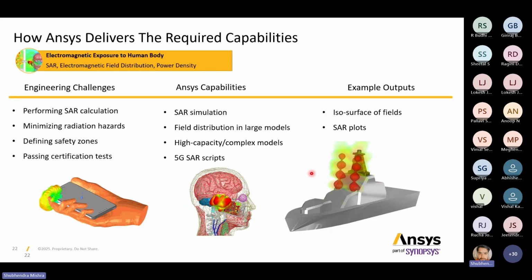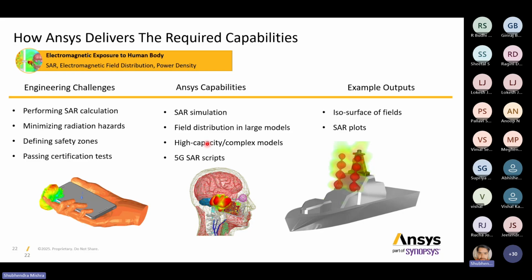So when I'm talking about the human body model, here you can see there is a guy using a mobile, attaching it to his ear. There is radiation coming from the device, and it is absorbed by our body. So we have to analyze the maximum radiation our body can absorb. For that we will do the SAR analysis.